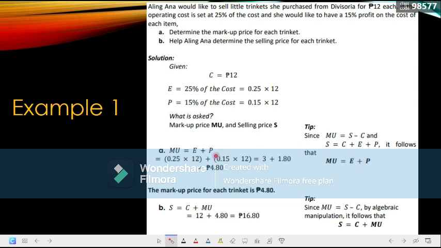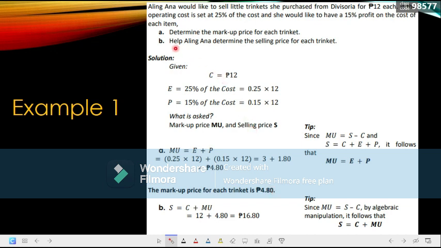Okay, so let's go back to letter A. We have markup is equal to the operating expenses plus the profit. Since it's given that 25% of the cost is the operating expenses or operating cost, we have 0.25 times 12. And the profit is 15% of the cost, that is 0.15 times 12. That gives us 3 plus 1.80. So you have now the markup, which is 4 pesos and 80 centavos. So the markup price for each trinket is 4 pesos and 80 centavos. Okay, so we are done answering letter A.